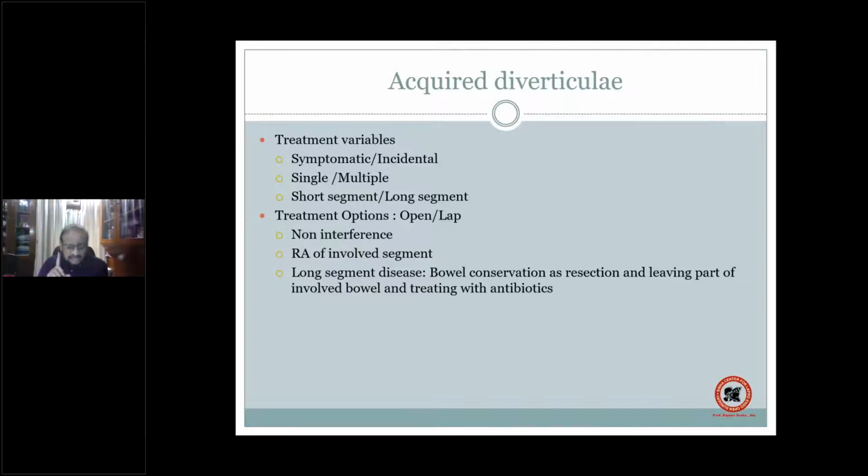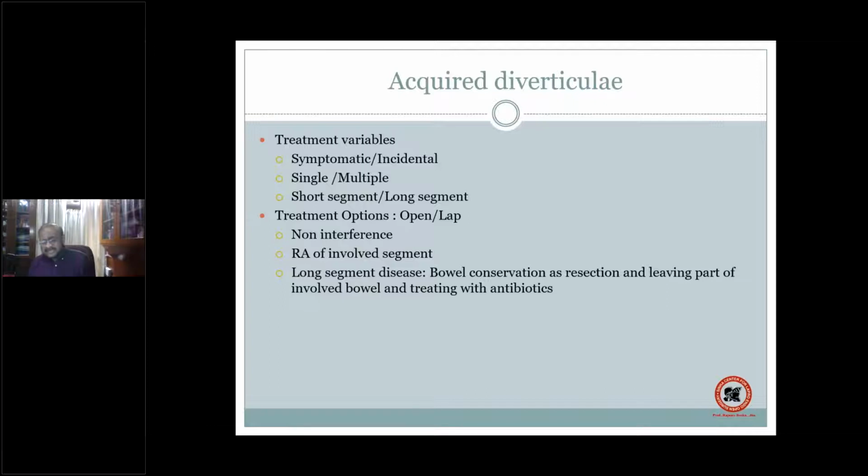Now remember, this is basically in those patients where it is an incidental finding. If it is a symptomatic acquired diverticulum of the jejunum, no problems. Remove it, either with the segment of the jejunum or a large segment of the jejunum, right? But if it is a silent or incidental finding, then the question whether it's single or multiple, short segment, long segment, they all have to be considered. And what are the options available? Number one, you just leave it as such, do not interfere. Or you do a resection anastomosis of the involved segment of the bowel.